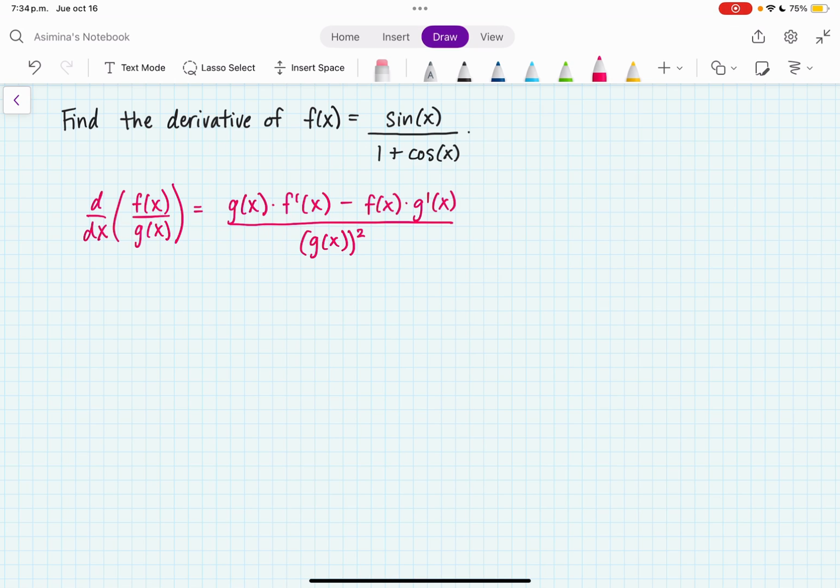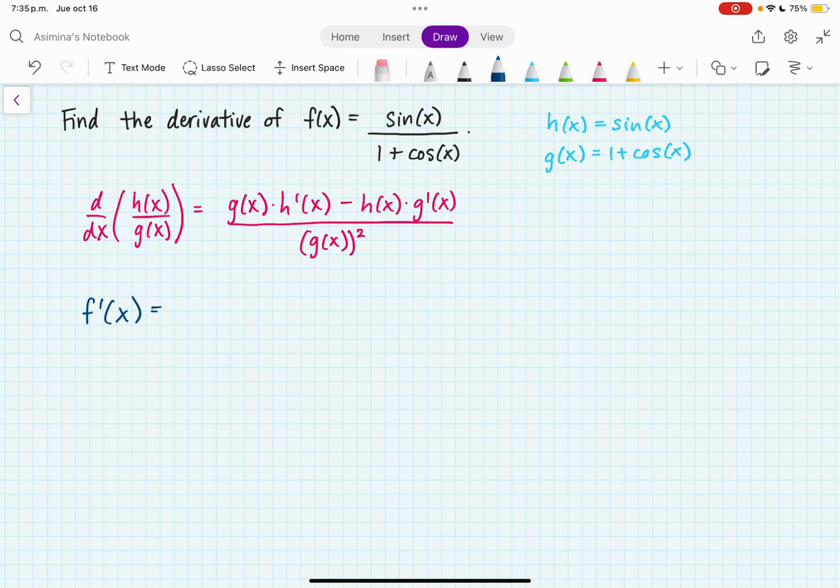So now if I let sine of x be my f of x and 1 plus cosine of x be my g of x, let's see if we can apply the quotient rule. I guess there's an unfortunate choice of notation where this function is called f of x and I'm using f, so maybe we'll switch the f's to h's. Okay, so now we're ready to take the derivative of h.